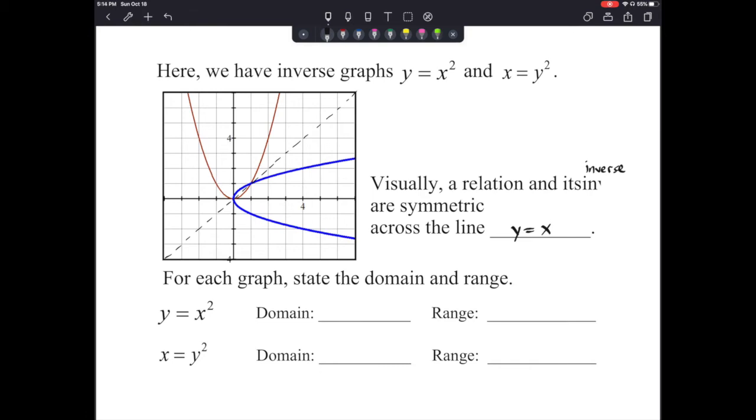For each graph, state the domain and range. So for y equals x squared, which is this one, we know that our domain is all real numbers. And our range is going from 0 to positive infinity. We've got a bracket on the left and a parenthesis on the right.